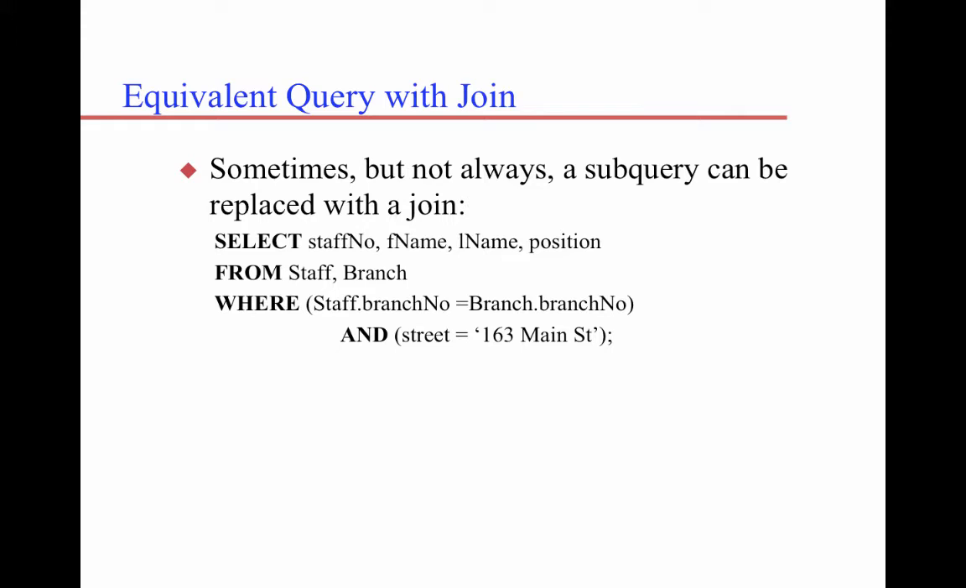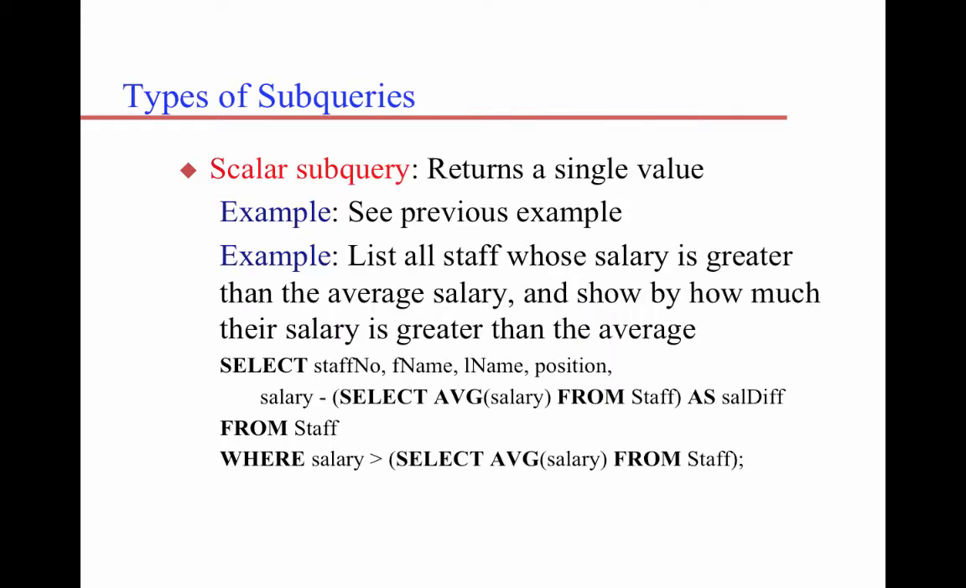And like I said, this is an example where you could replace the subquery with a join. So you could just as easily have said that I want all staff such that the staff's branch number matches a branch number in branch and the street in that branch number is equal to 163 Main Street. Okay, and like I said, in the homework, feel free to use either a join or a subquery. On a test, feel the same way, whichever way works best for you. And then there's 3 types of subqueries.